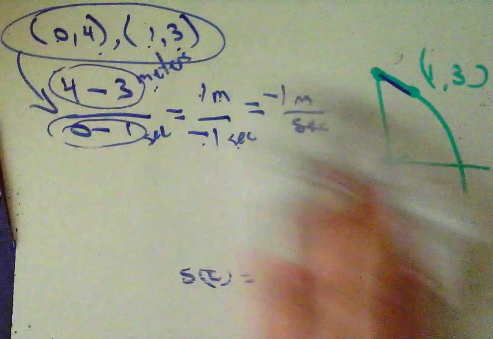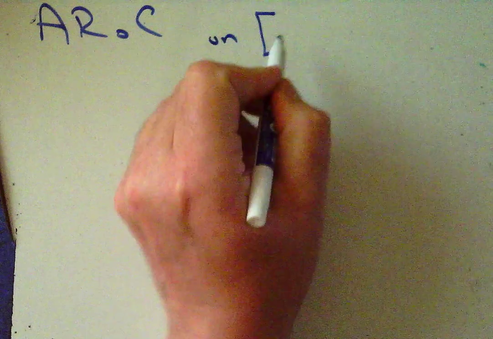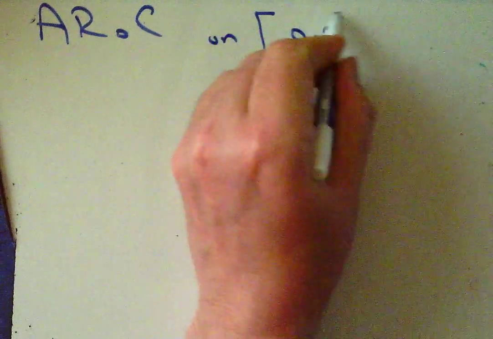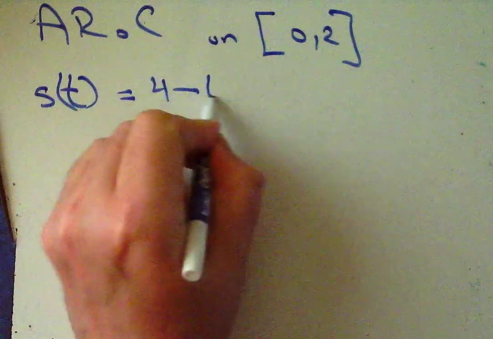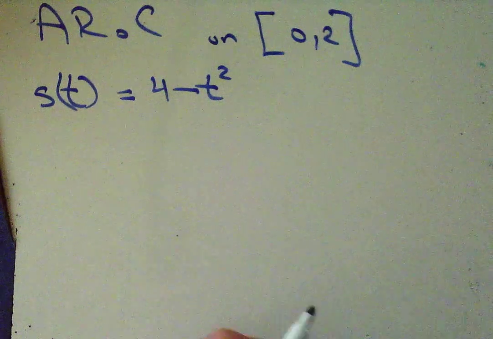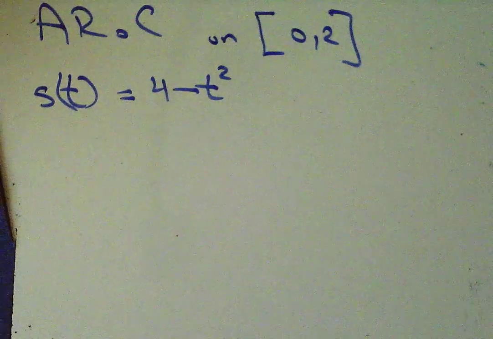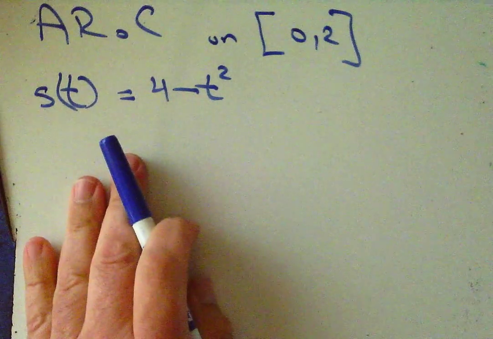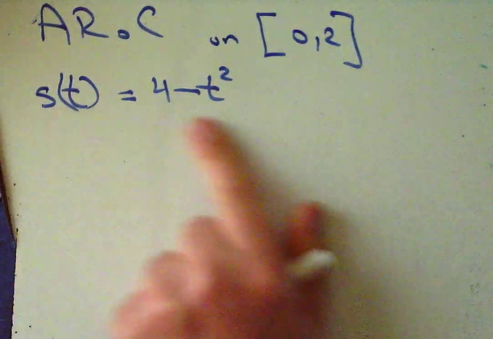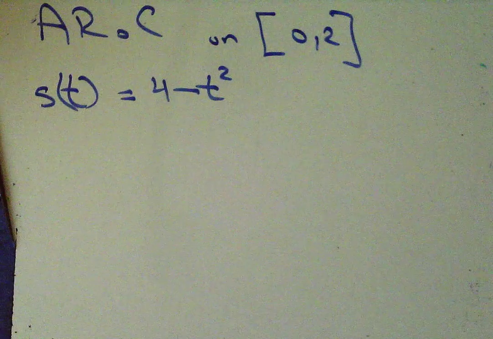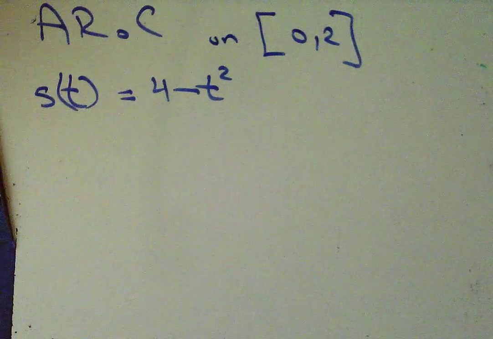Okay, now, why don't you practice one? Where you find the average rate of change on the interval from 0 to 2. Remember, we're still using the same s of t, 4 minus t squared. You could use any function to find the average rate of change on. I just want to keep it simple right now and use the same formula we did last time. Okay, find the average rate of change on 0 to 2 using this position function. Pause the video, give it a try, come back when you're done.